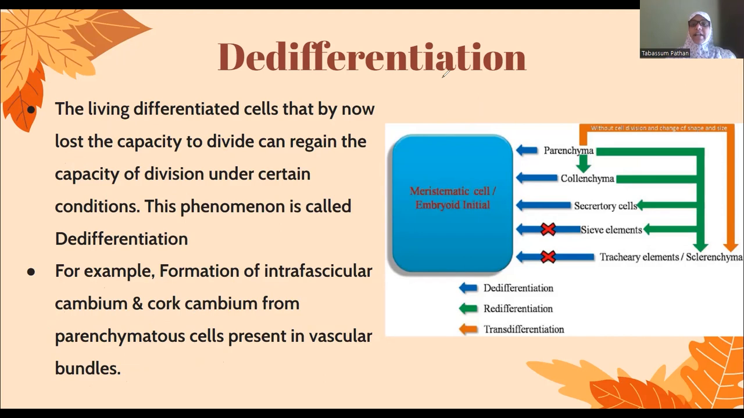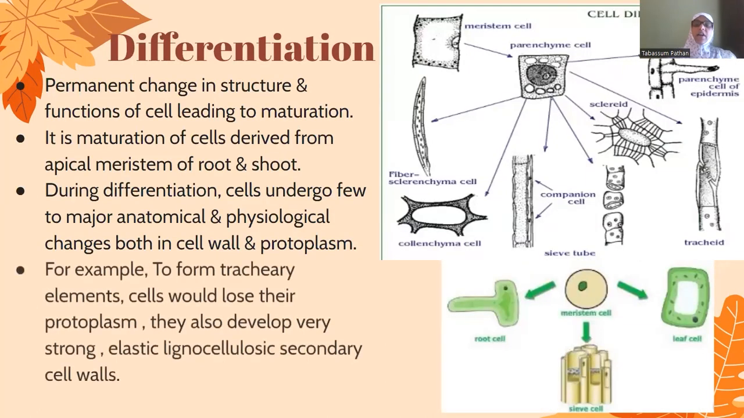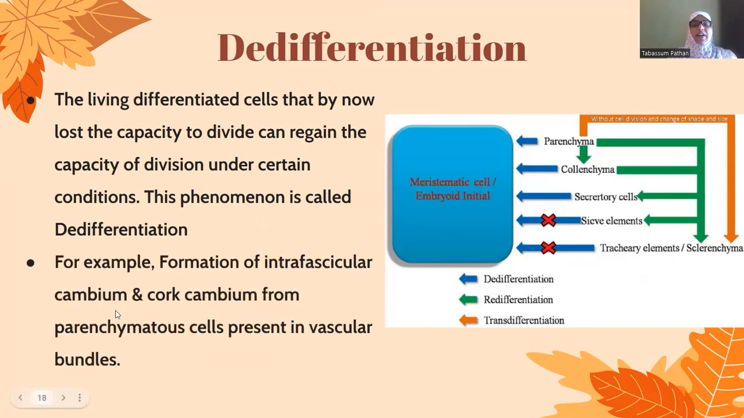Okay, this phenomenon is known as de-differentiation. Whereas what happens in redifferentiation? We covered differentiation, wherein the meristematic cells can become the root cell, the sieve cells, or the leaf cells. And in de-differentiation, what is happening? The differentiated cell, a living cell, can come back and gain the capacity of division or some other function. So interfascicular cambium and cork cambium, which are formed from parenchyma cells, are an example of de-differentiation.